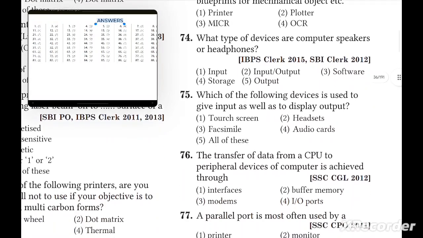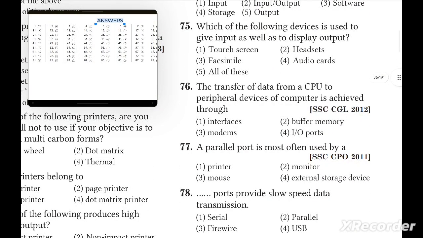Next question, what type of devices are computer speakers or headphones? First, input. Second, input output. Third, software. Fourth, storage. Fifth, output. The correct answer is fifth, output.